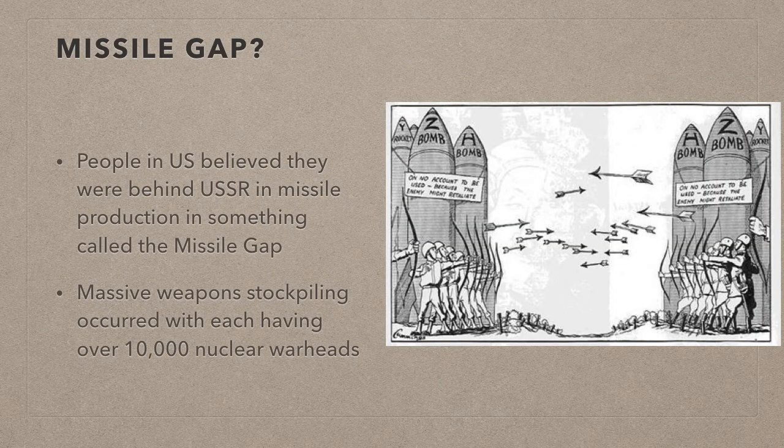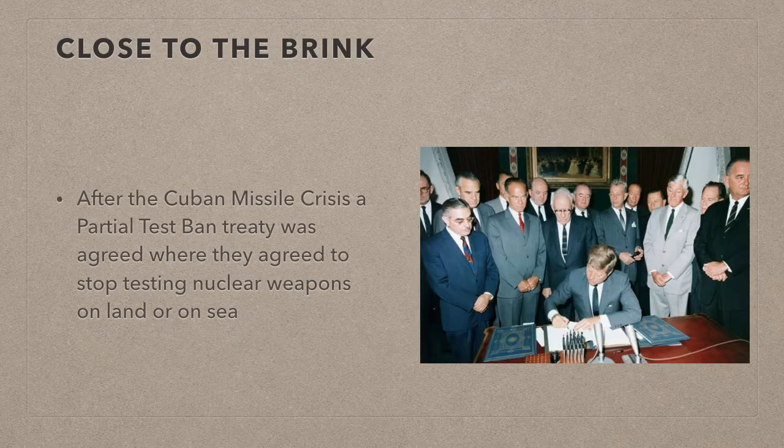Paranoia grew over the size of the other country's arsenal, with many in the US believing a well-promoted theory called the missile gap, in which they thought the Soviet Union had better missile capabilities. This was eventually disproven by the CIA, but it didn't stop the stockpiling of weapons, with both countries developing well over 10,000 of these destructive weapons. As we saw with the Cuban Missile Crisis, all-out nuclear war nearly occurred. With tensions so high, a change had to come.